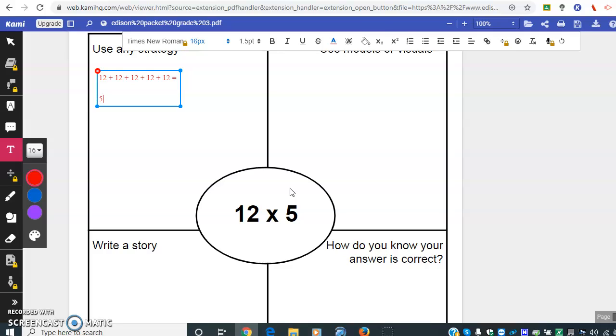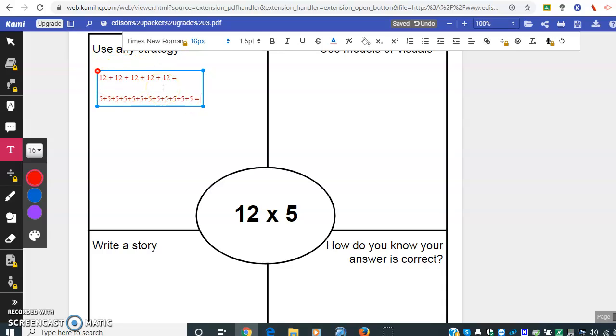So 1, 2, 3, 4, 5, 6, 7, 8, 9, 10, 11, 12. And at this point I can solve whichever one I want to solve. Counting by fives is the easiest for me, so I'm going to choose, even though there's a lot of fives, I'm going to choose this one as opposed to trying to add up all those 12s.